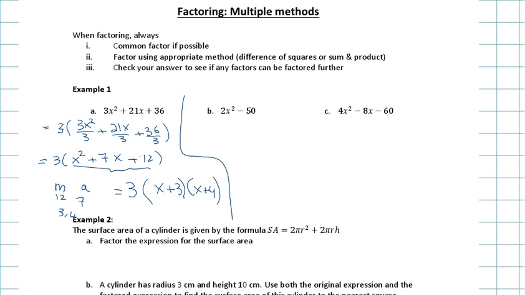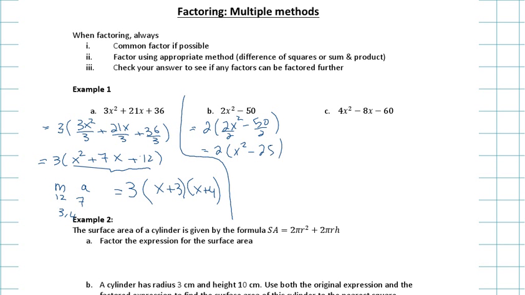What's the first question you ask yourself? Do I have a greatest common factor? 2. Right? I can factor out the 2. So I'll have x squared minus 25. Okay. X squared minus 25. Can I factor that? Using what? We call it the difference of squares.